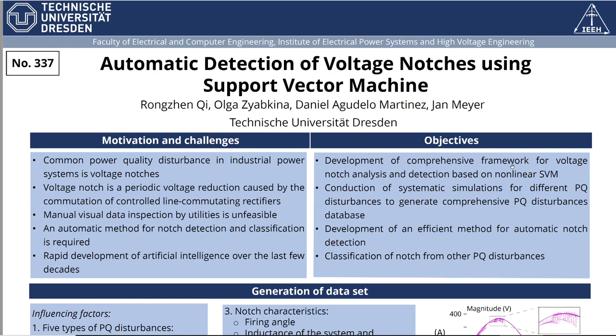The main task of this work is to develop an automatic method for notch detection and classification. There are four main objectives. First is development of a nonlinear SVM-based framework for analysis and detection. Then, the conduction of systematic simulations for different PQ disturbances for comprehensive data generation. The third is the development of an efficient method for automatic notch detection. And finally, classification of notch from other PQ disturbances.